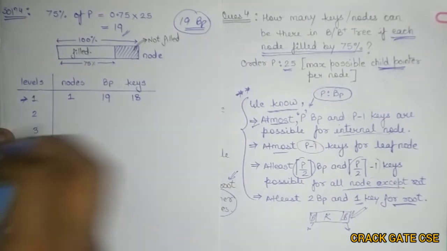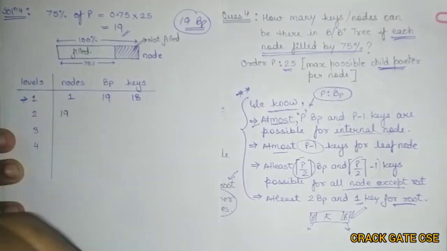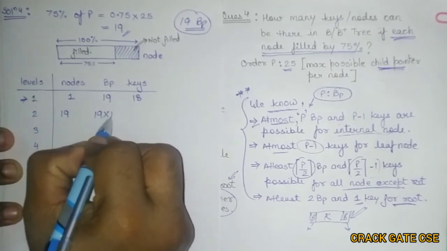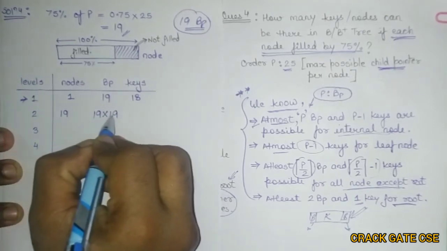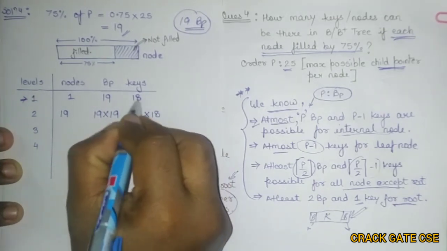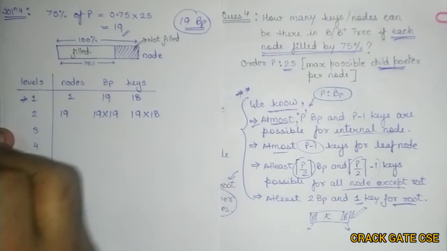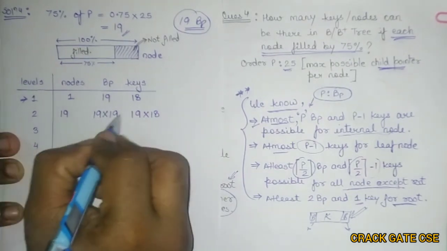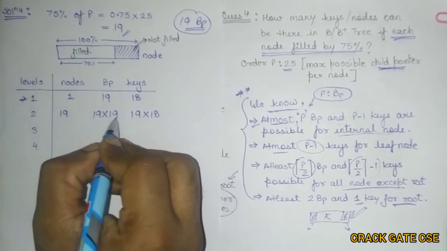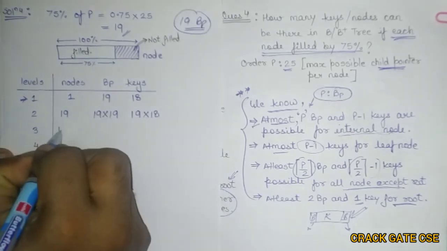Now let's move on to the second level. If there are 19 block pointers, then there should be 19 nodes in the next level. Similarly, we are having 19 nodes here, and each node can have 19 block pointers, so it will be 19 into 19. Here we are having 19 nodes and each node can have 18 keys, because 19 minus 1 is 18. Similarly, now come to the third level. In the third level, we can have 19 into 19 nodes, because there are 19 into 19 block pointers in the upper level. So we can write it as 19 square.